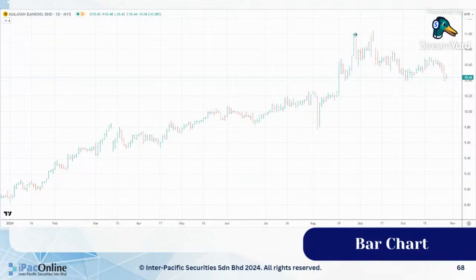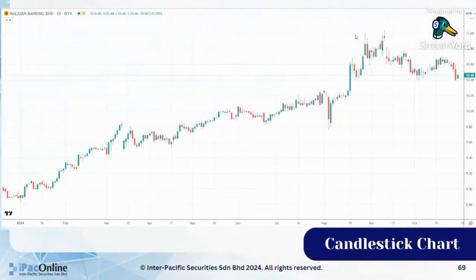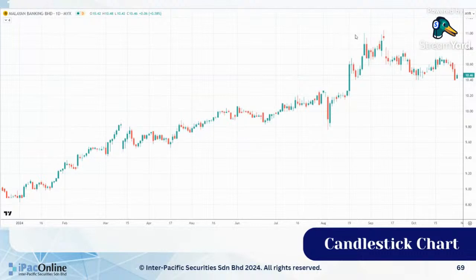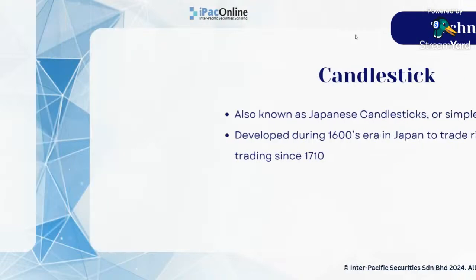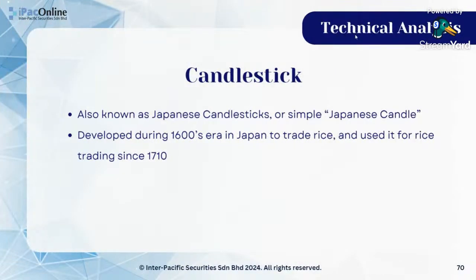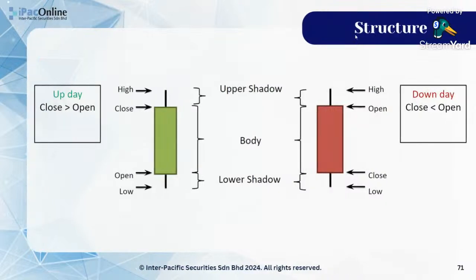Okay, so OHLC bar charts are really good at helping us identify patterns, while the candlestick chart is the more commonly used chart type nowadays, and that is also what we're going to focus on today. Basically, the candlestick chart comprises all these candlesticks, also known as Japanese candlesticks, which were developed in the 1600s in Japan, and were in fact first used to trade rice. The candlestick helps us identify the momentum and the direction of the markets.